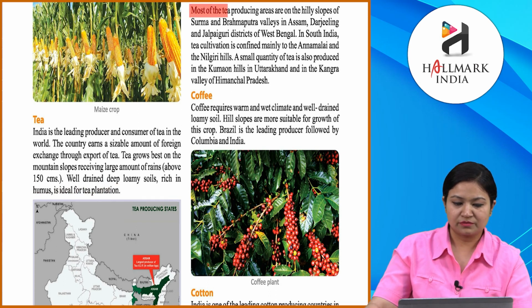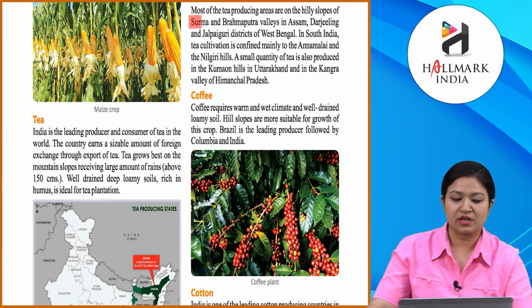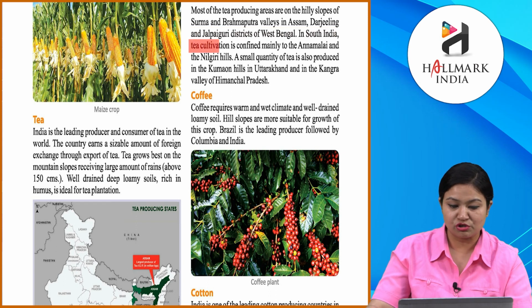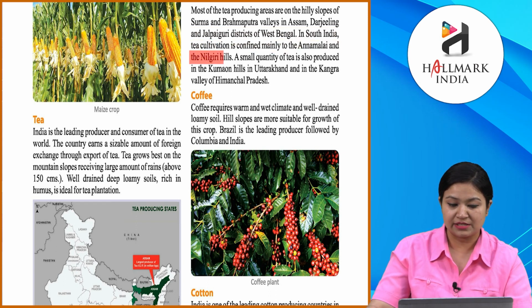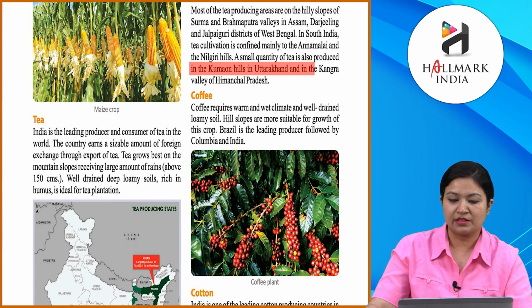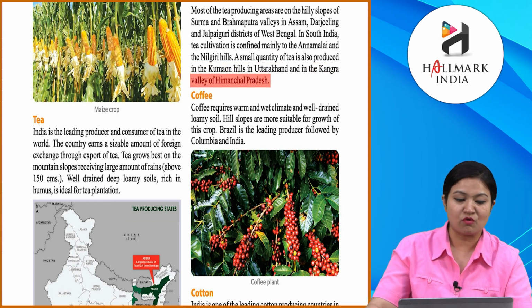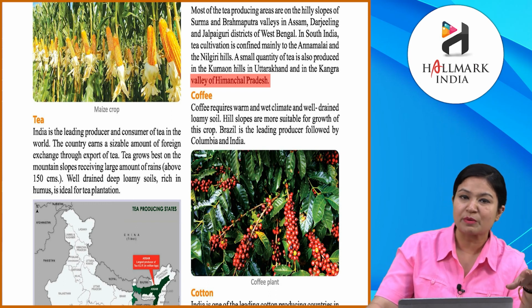Most of the tea producing areas are on the hilly slopes of Surma and Brahmaputra valleys in Assam, Darjeeling and Jalpaiguri district of West Bengal. In South India, tea cultivation is confined mainly to the Annamalai and Nilgiri hills. A small quantity of tea is also produced in the Kumaon hills in Uttarakhand and in the Kangra valley of Himachal Pradesh.